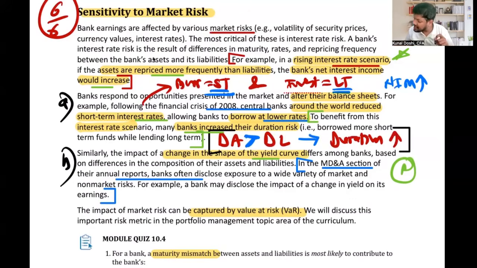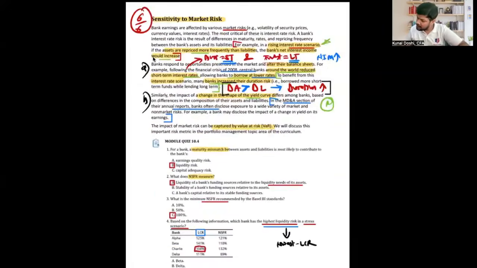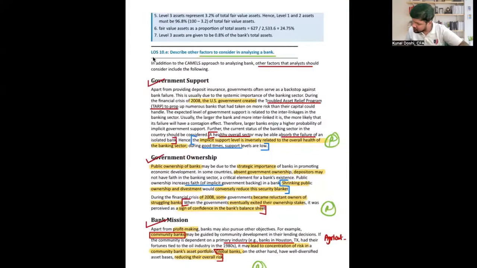For example, in the financial crisis, banks around the world reduce short-term rates, allowing banks to borrow. So the majority of the banks do what? They borrow short term when there is quantitative easing going on, and then they lend long term. That's how they make higher profits. All right, clear? Then there are some other factors which you can go to.